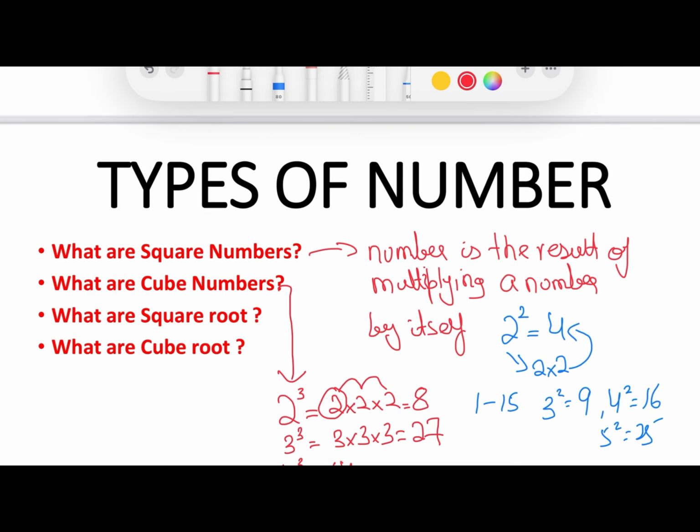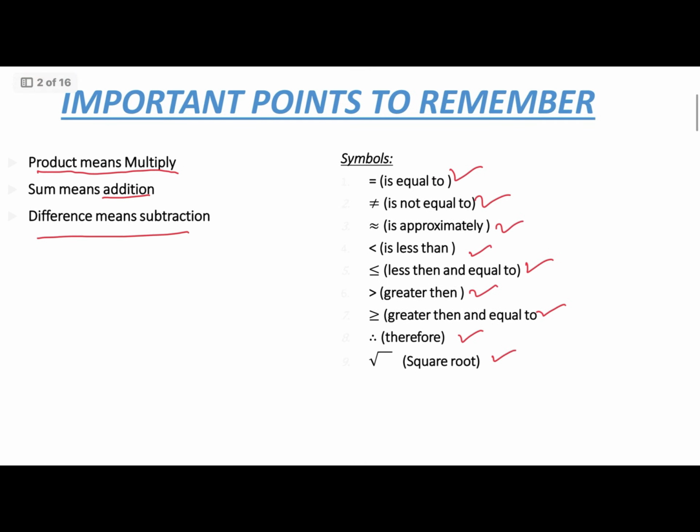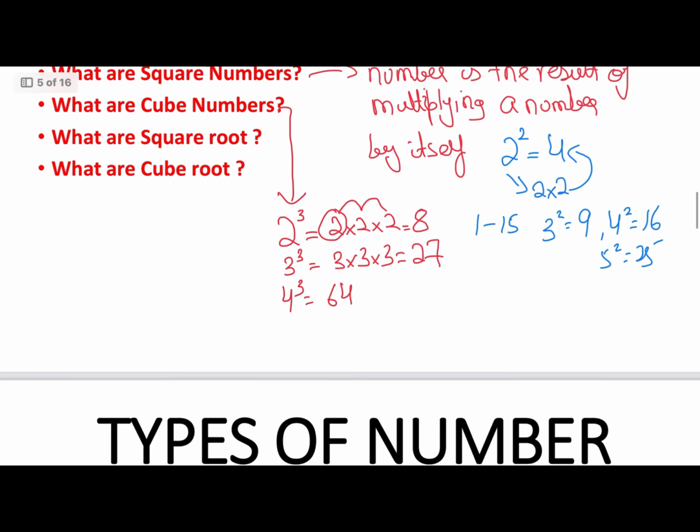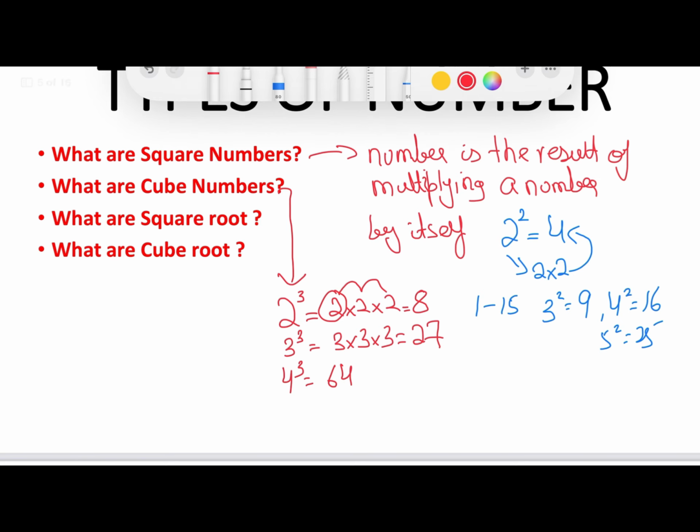Now what does it mean? For example, first we need to know, as I told you in the starting of the topic, you can see this is called a square root. In mathematics, this symbol is called a radical. So this is the square root of any number.